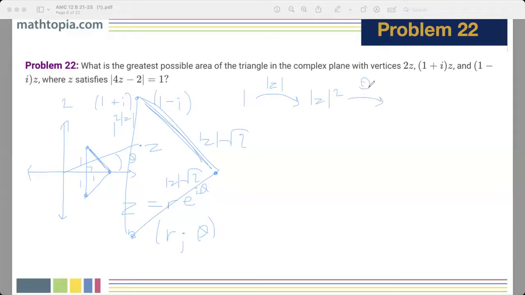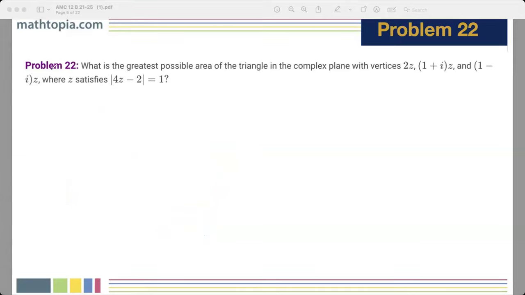And then we're going to rotate that triangle by an angle of theta, which is not going to change its area. So basically, at the end of the day, we have figured out that the area of the triangle in the complex plane with vertices 2z, 1 plus iz, and 1 minus iz is just going to be the absolute value of z squared. So now we're just trying to maximize absolute value of z squared given absolute value 4z minus 2 is equal to 1.